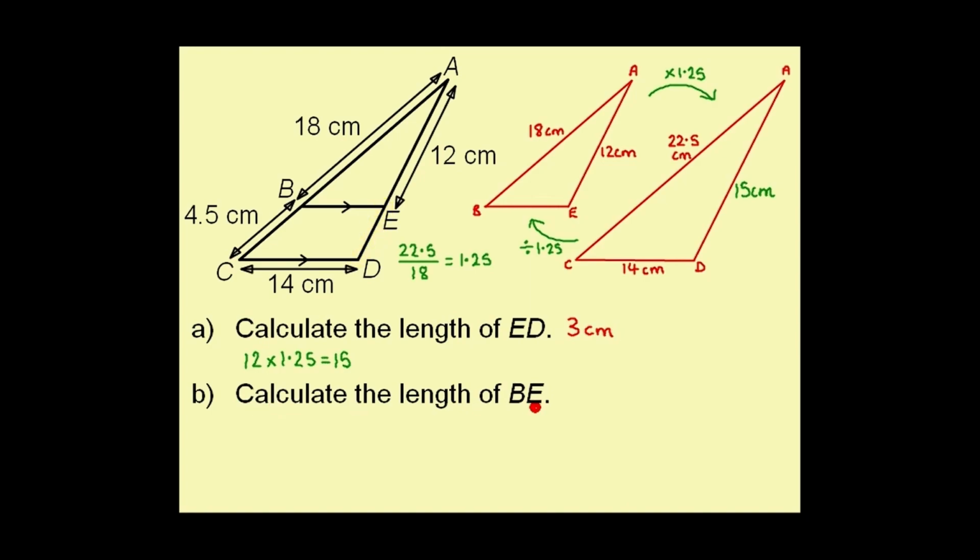In the second part, I want to find the length of BE. That's this here. I've got the corresponding side, it's 14, and I just need to divide by 1.25. 14 divided by 1.25 gives me 11.2. So the length of BE is 11.2 centimetres.